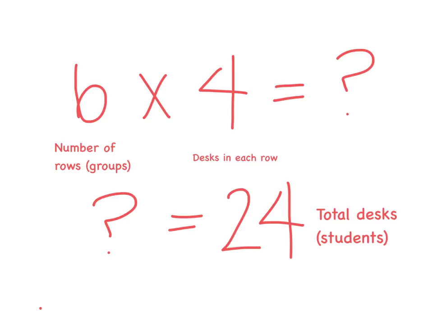The equation for the story problem on the previous slide would be 6 times 4, 6 being the number of rows or groups, and 4 being how many is in each row or group. The answer would be 24 total desks, which also means that there are 24 students in Miss Johnson's class.